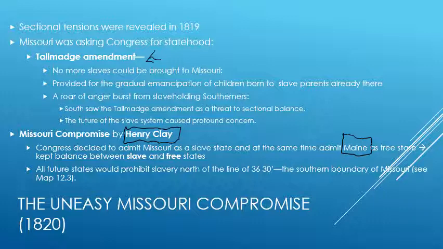Now, that's good because that settles the short-term issue, but what's a little bit more important for the issues of the Civil War is that it set out the rule that all future states would prohibit slavery north of basically 36°30', which is the southern boundary of Missouri. So any new states that are south of the southernmost boundary of Missouri would be slave states, and any new states that were north of that would be free states. So seems pretty easy, pretty objective.